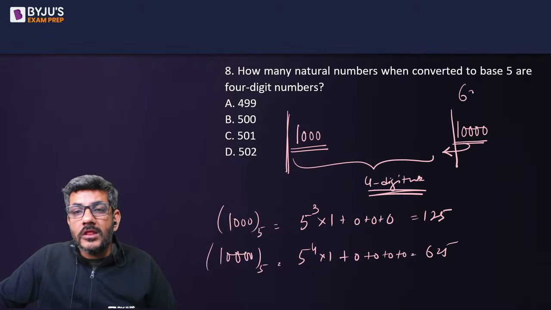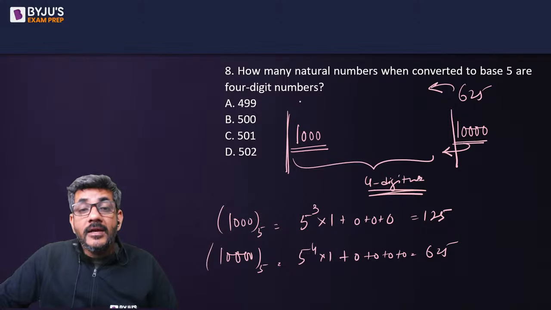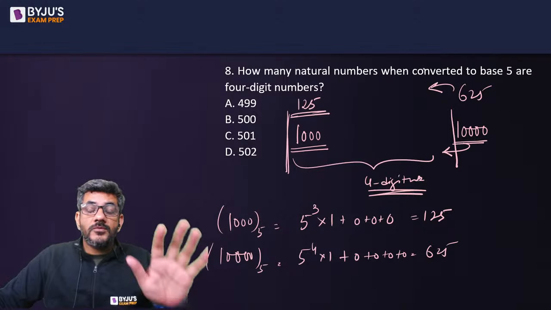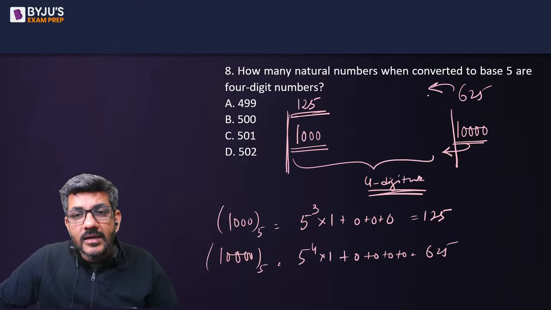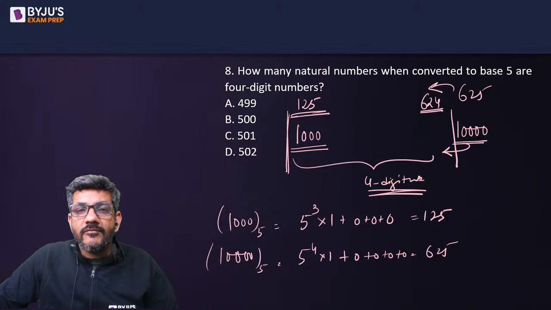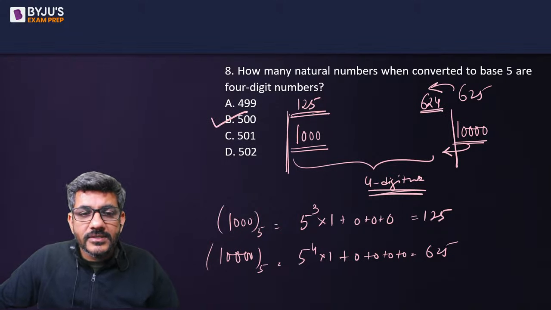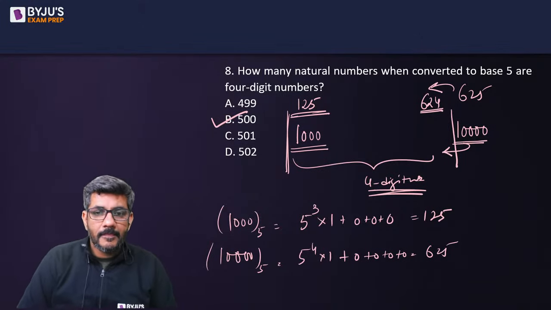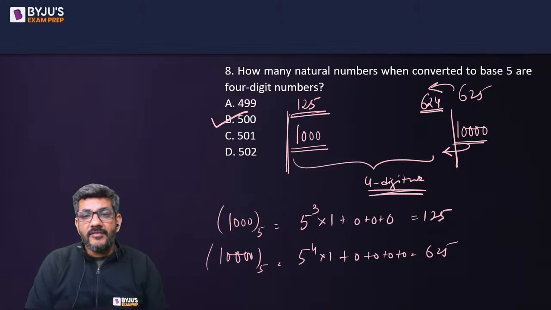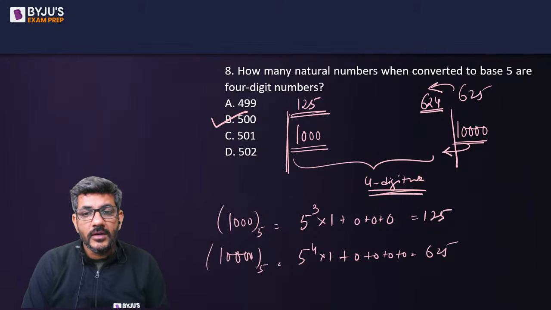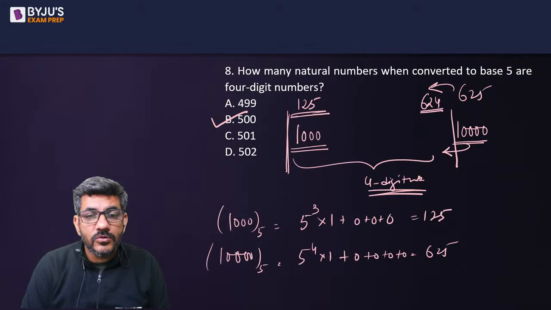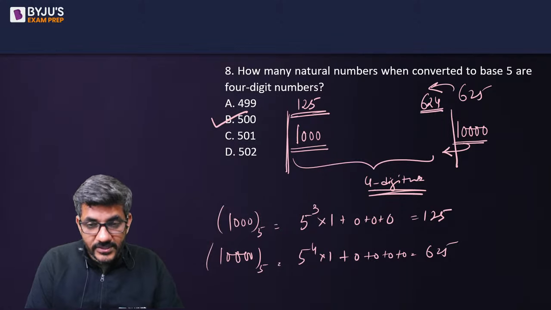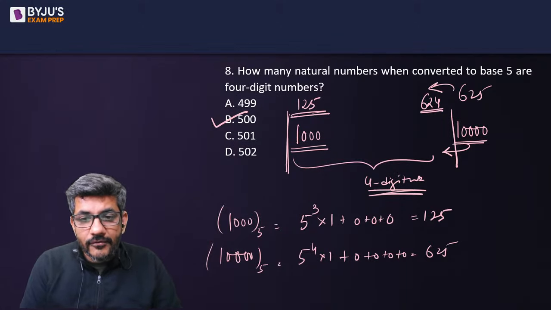So ultimately, all the numbers below 625 greater than or equal to 125, they all are those numbers which when converted to base 5 would be 4-digit numbers. That is 125 up to 624. That's exactly 500 numbers. So my answer for this question is option B, that is equal to 500. 125 से लेके 624 तक there are a total of 500 numbers which are 4-digit numbers when converted to base 5. Okay. I'm sure all of you understood this question now.